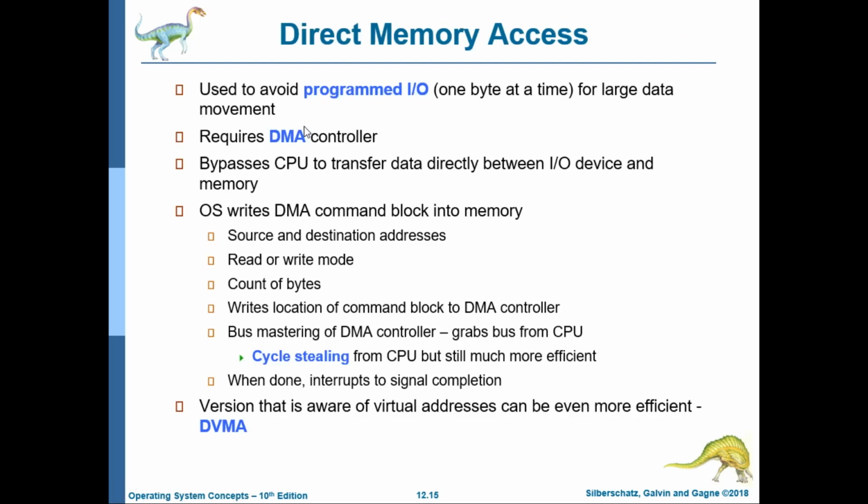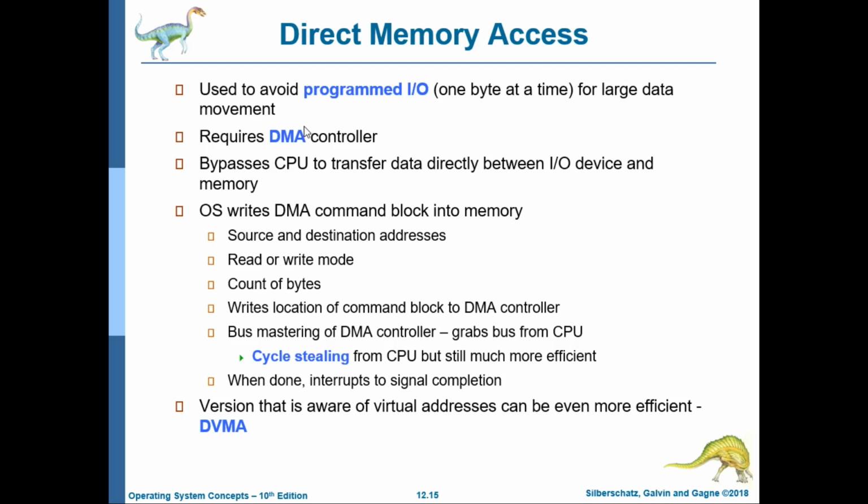Okay, next we have direct memory access. It is used to avoid programmed I/O, or 1 byte at a time, for large data movement. It requires a DMA controller. By means of DMA, it bypasses the CPU to transfer directly between the I/O device and memory. The OS writes a DMA command block into memory. What is the composition of this block? We have the source and destination addresses, read or write mode, and count of bytes. It writes the location of the command block to the DMA controller, and the bus mastering DMA controller grabs the bus from the CPU.